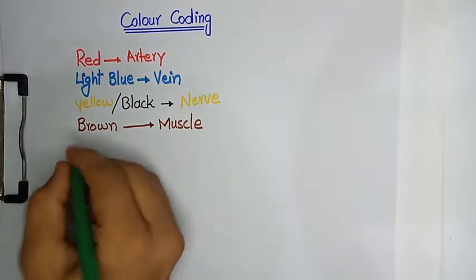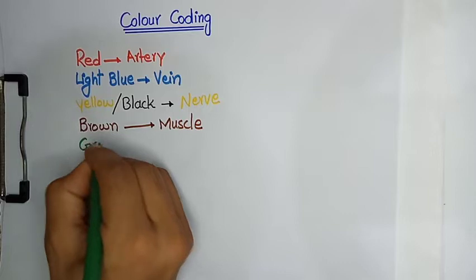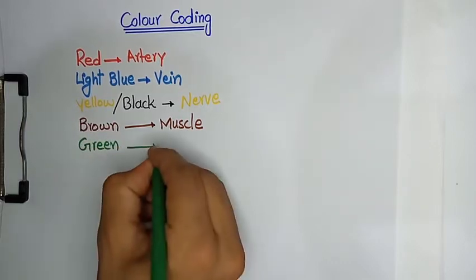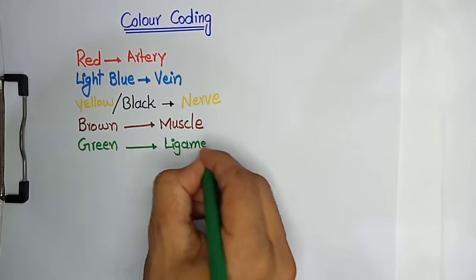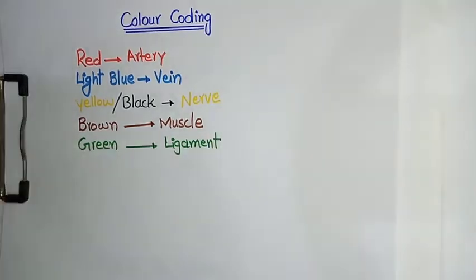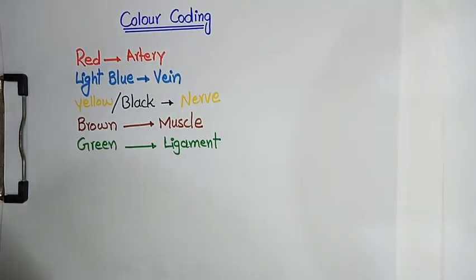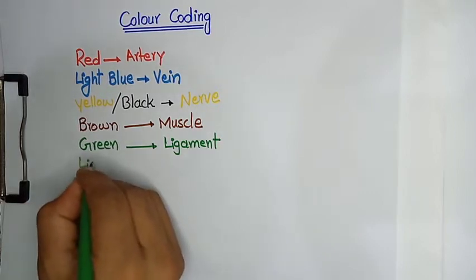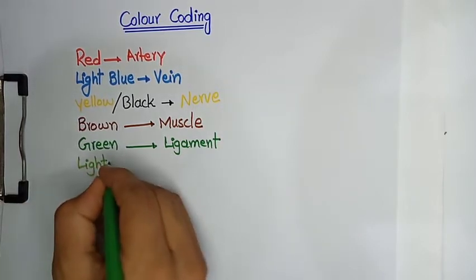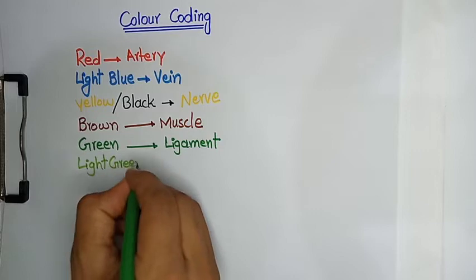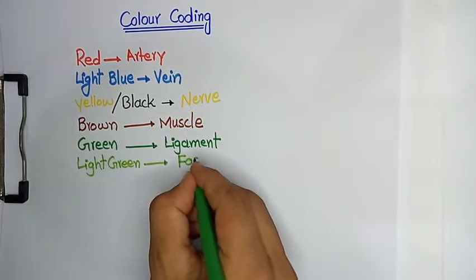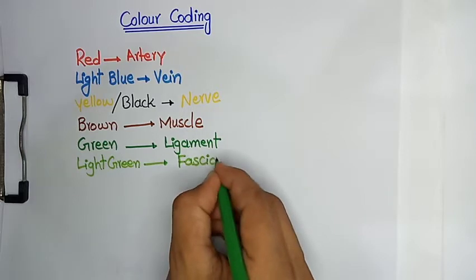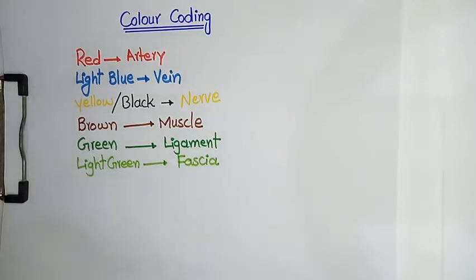Then green color is used to represent ligament, and light green color is used to represent fascia. There are different fascia: superficial fascia, deep fascia, and various other examples.